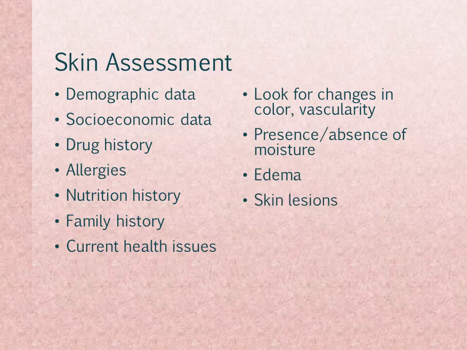Look for the ABCD of skin lesions: asymmetry, border irregularity, color variation within the lesion, and diameter. Is it greater than 6 millimeters? Are they primary lesions, the initial reaction to the problem, or secondary lesions? The primary lesion has changed and usually gotten worse. Describe the lesions. Are they generalized or local to one area?